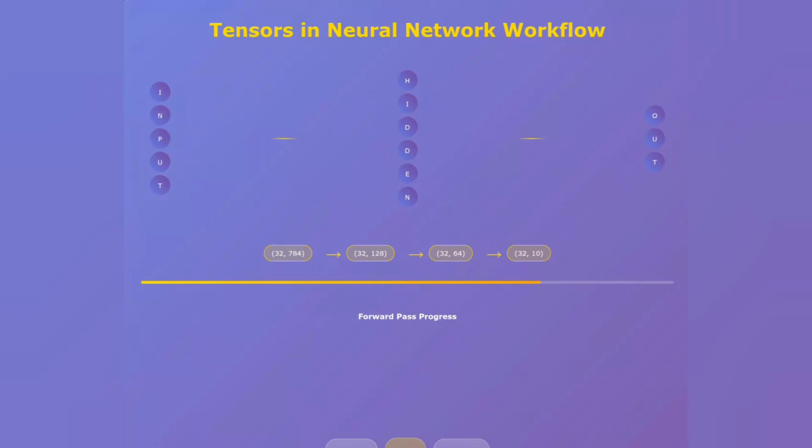Step 3, backward pass. During training, gradients flow backward as tensors too. Each gradient tensor has the same shape as its corresponding parameter tensor. The beauty is that all 32 images in our batch are processed simultaneously. That's the power of tensor operations, massive parallelization.